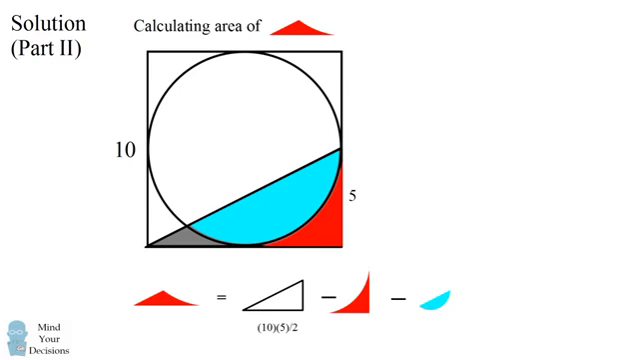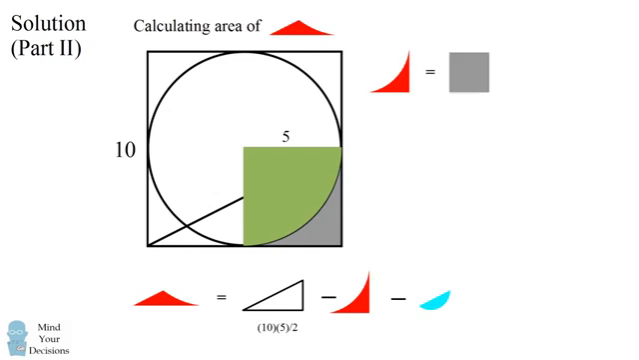What about the piece in the lower right hand corner? We can solve this by subtraction. We'll consider 1/4 of the square. This square has a side length of 5. We then subtract out 1/4 of the circle. So we can solve for this piece by taking 1/4 of the square and subtracting out 1/4 of the circle.